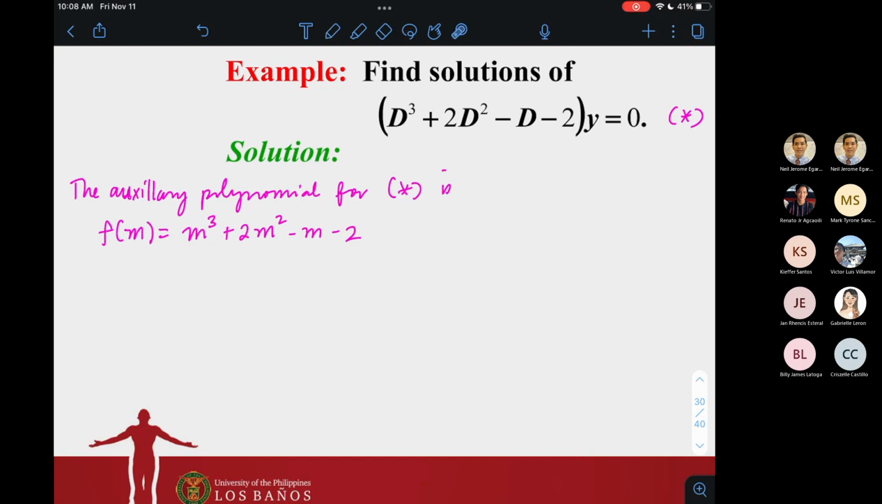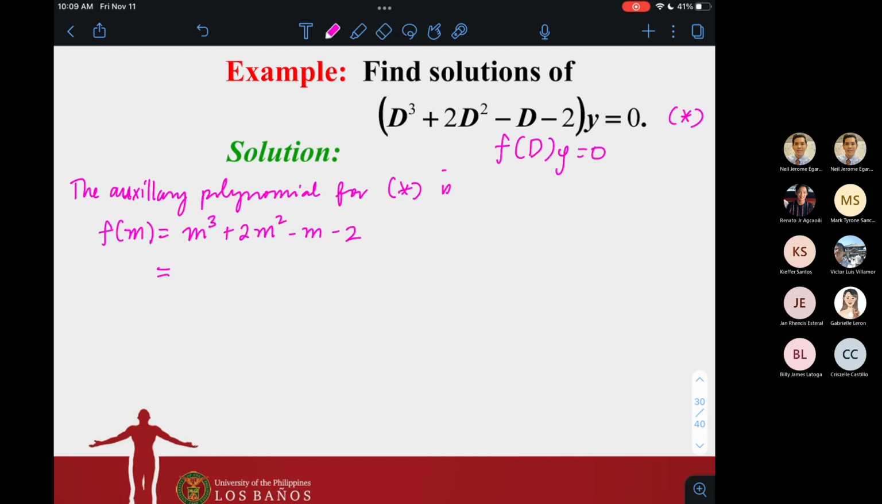And we have seen kapag ka merong, so ito ay pwede mong isulat na f of capital D applied to y equal kay 0. Sabi nung remark natin before, yung pagsosolve ng differential equation na to boils down to finding the roots of the auxiliary polynomial. Kaya kinumpute ko yung auxiliary polynomial, ang goal ko ay hanapin yung roots nito. Alright? But to find the roots, pwede ka mag-factoring. Try nyo kung pwedeng ma-factor yung m cubed plus 2m squared minus m minus 2.